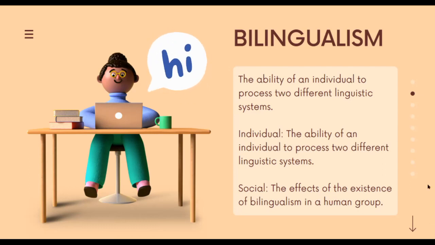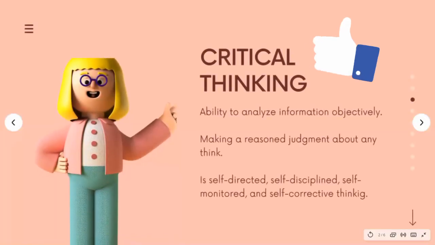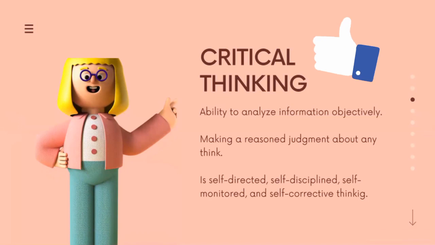The next one is critical thinking, that is the ability to think clearly and rationally, understanding the logical connection between ideas. It is about making a reasoned judgment about anything or idea that you are not convinced about. Critical thinking requires you to use your ability to reason. It is about being an active learner rather than a passive recipient of information. Also, critical thinking can be self-directed, self-disciplined, and so on.